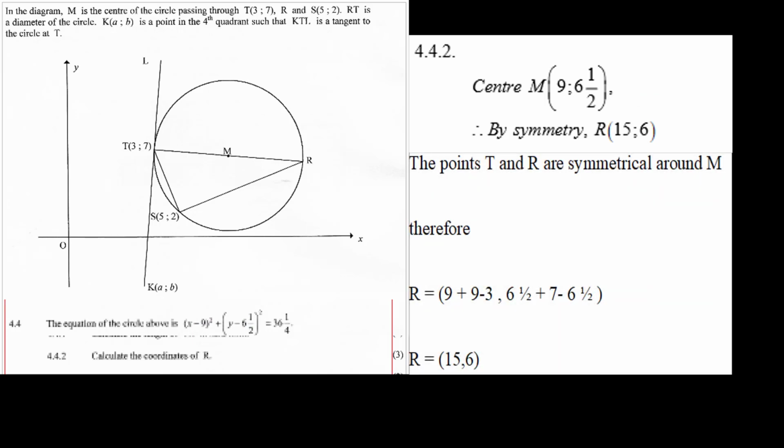Question 4.4.2. For 3 marks, calculate the coordinates of R. We are given that the equation of the circle is x minus 9 squared plus y minus 6.5 squared equals 36 and 1 over 4. This means that the coordinates of M are 9 and 6.5. The points T and R are now symmetrical around M. Therefore, R equals 9 plus 9 minus 3 and 6.5 plus 7 minus 6.5, or R equals 15 and 6.